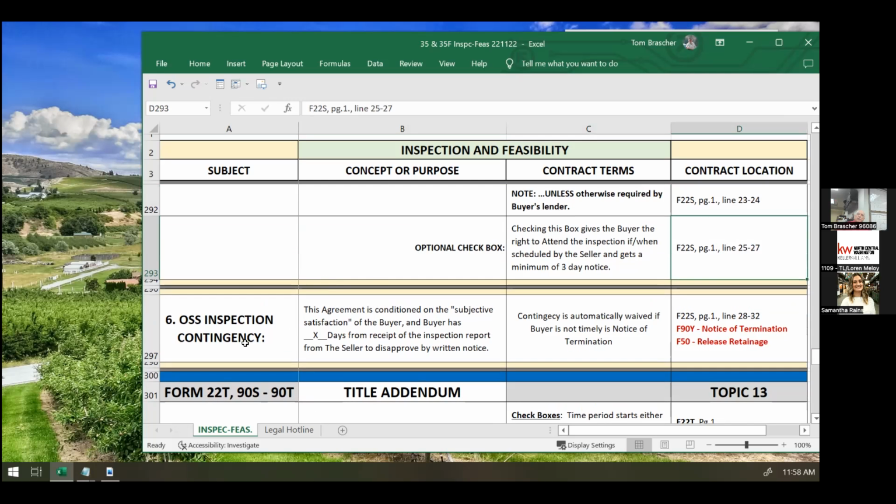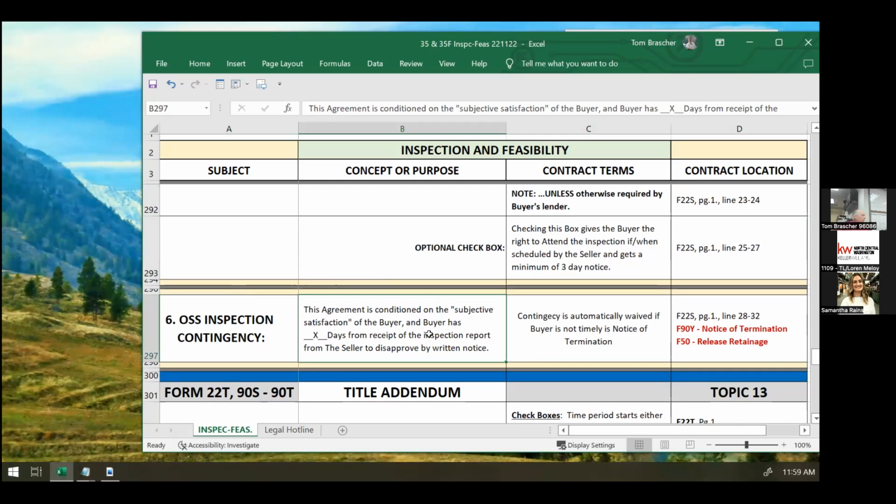So the OSS inspection contingency, this agreement is conditioned on the buyer's subjective satisfaction. Subjective satisfaction gives a lot of leeway to the buyer. They don't have to have any specific reason and point it out to justify terminating the contract if they don't like what they see in that inspection report. They have so many days to review it. As long as it's within that time frame, they have the right to give notice of termination with the Form 90Y and then a Form 50 for release of retainage. So that is your overview of the septic addendum.